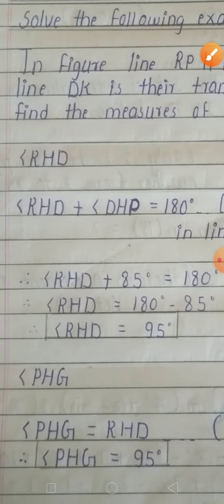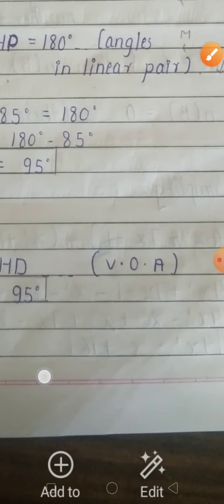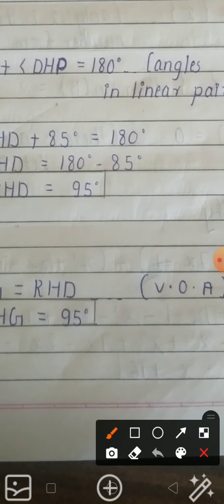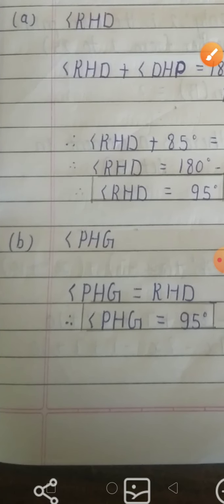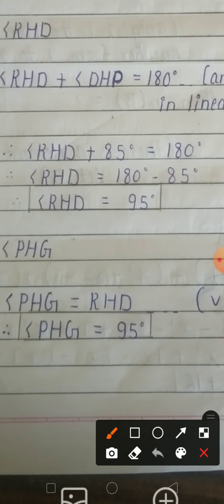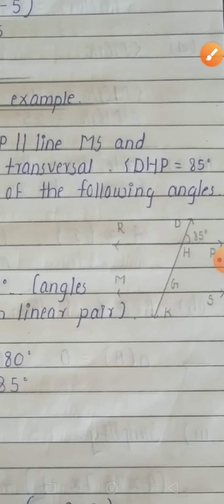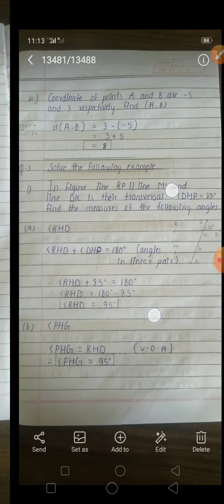So RHD plus 85 is 180 degrees. Then RHD is 95. So PHG is equal to RHD, that is vertical opposite angles. In vertical opposite angles, PHD and RHD are the same, and therefore PHD is equal to 95 degrees. Okay, there is vertical opposite angle, and the angle of a linear pair is given.